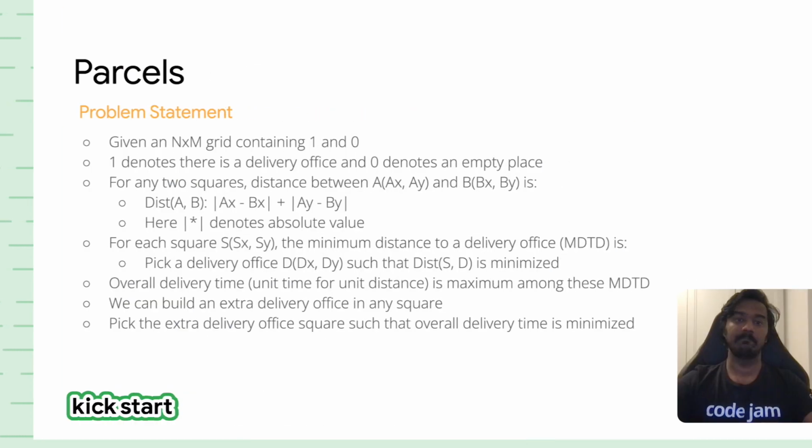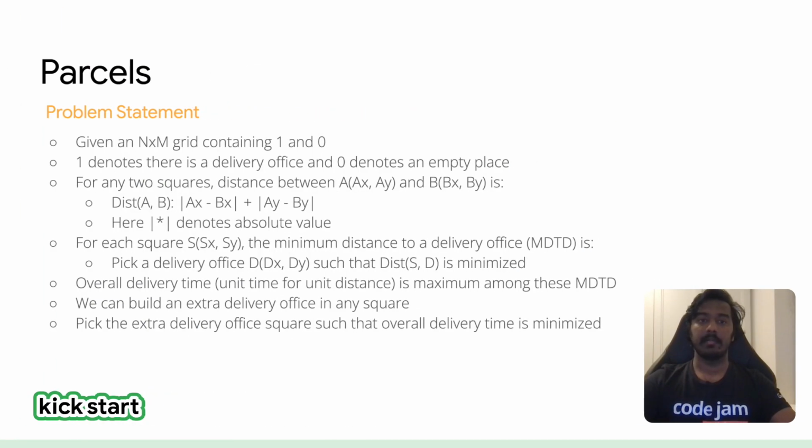Today I'm going to discuss the problem Parcels. Let's go. Let's discuss the problem description first. You are given an n by m grid which contains either 0 or 1. 1 means there is a delivery office and 0 means the place is empty. Distance between two squares is their Manhattan distance, which means the summation of the difference between their x-axis and y-axis. For any square, the minimum distance to a delivery office is the minimum among all the distances to delivery offices.